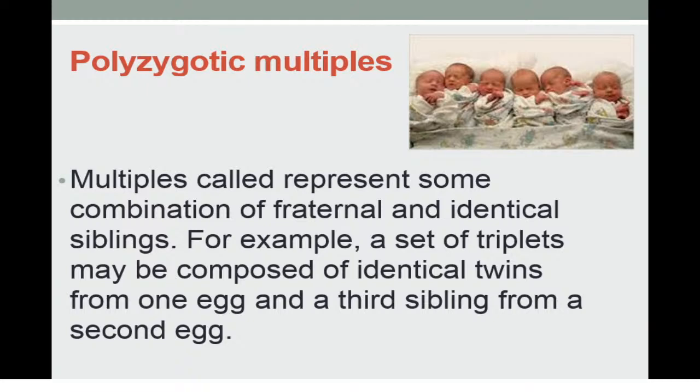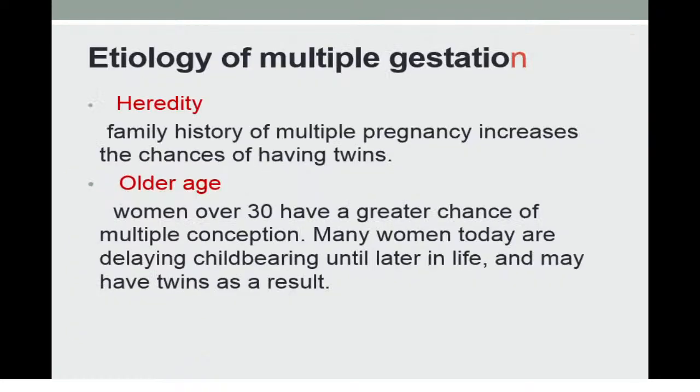As for polyzygotic multiples, they represent some combination of fraternal and identical siblings. For example, a set of triplets may be composed of identical twins from one egg and a third sibling from a second egg. Etiology of multiple gestation. Heredity, the first etiological factor. Family history of multiple gestation pregnancy increases the chances of having twins. Old age. Women over 30 have a greater chance of multiple conception. Many women today are delaying childbirth until later in life and may have twins as a result.